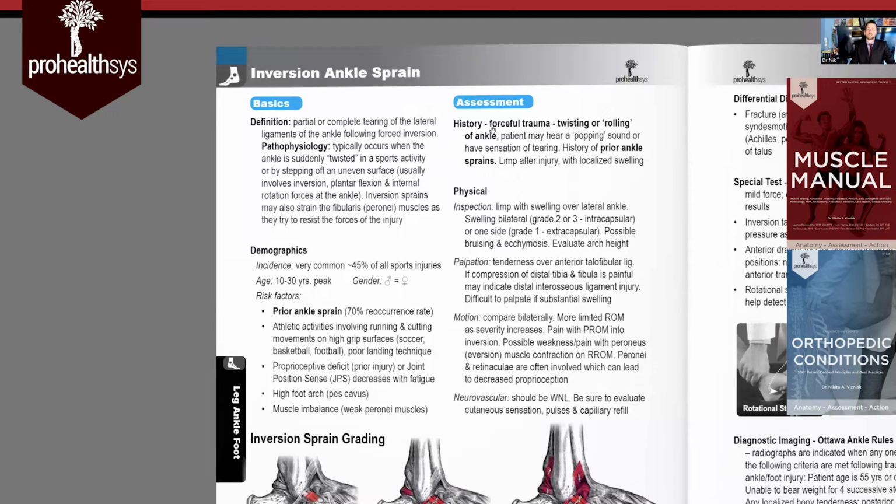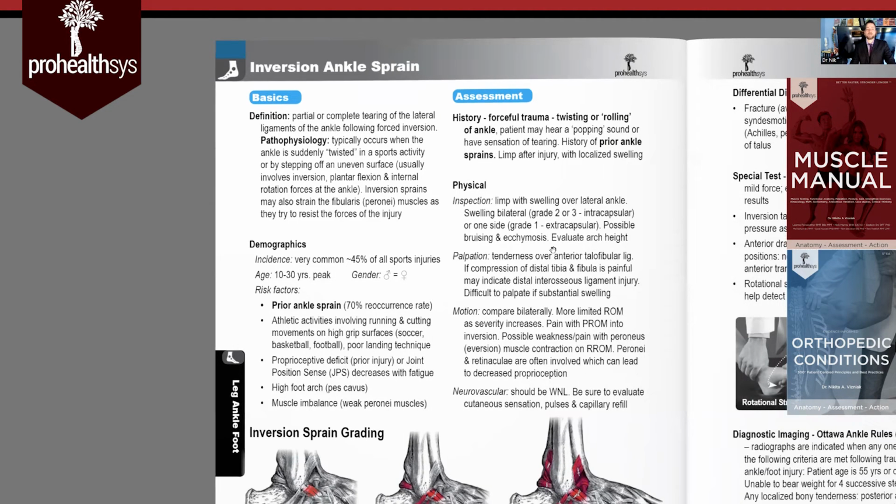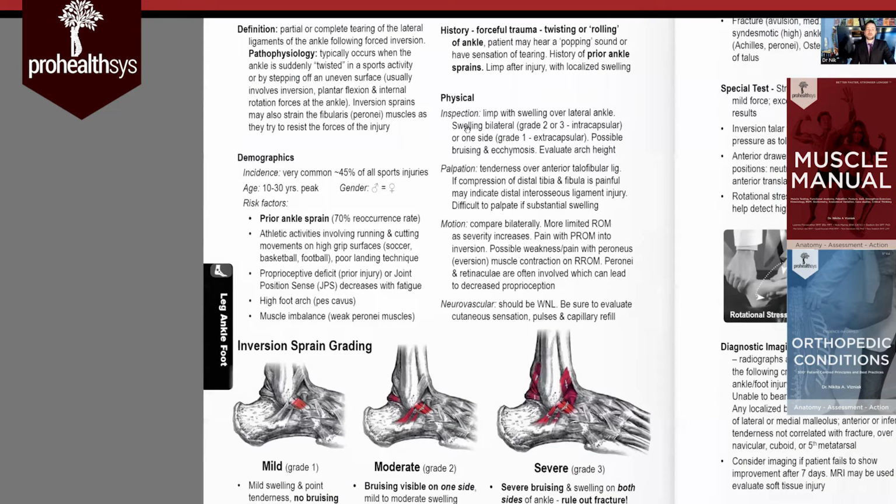So assessment: forceful trauma, twisting or rolling of the ankle. The person might actually hear a popping sound and likely have a prior ankle sprain. They'll fully understand this condition. They will limp after injury. On inspection, there may be swelling over the lateral ankle. You do have the golden period before it actually puffs right up, but generally what you're going to see is swelling over the area of injury. The specific ligaments are the anterior talofibular, calcaneofibular, and posterior talofibular. Possible bruising and ecchymosis, especially as it gets more severe.